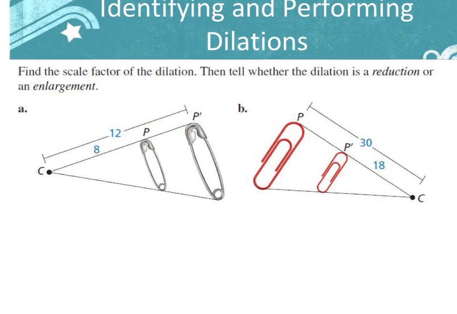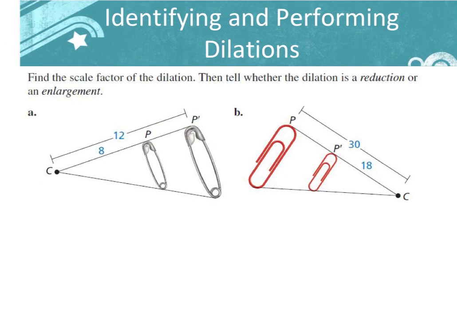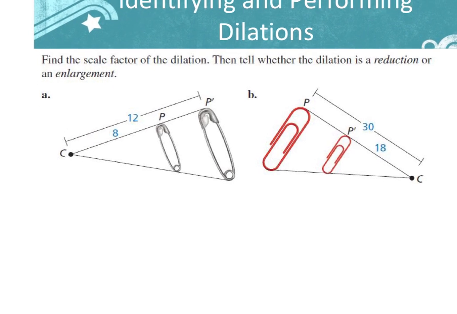All right, so we're going to do some examples where we're going to find the scale factor of the dilation. And then we're going to tell whether the dilation is a reduction or an enlargement. So let's start by writing down the equation to find a scale factor. So our scale factor K is always going to be equal to CP prime over CP.